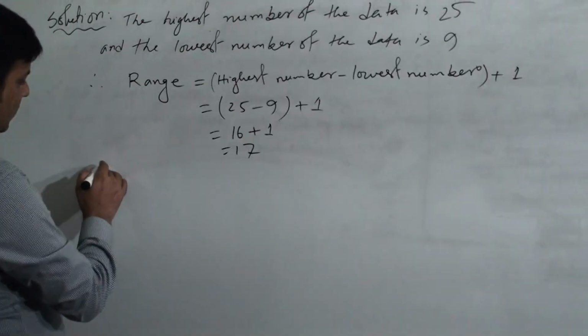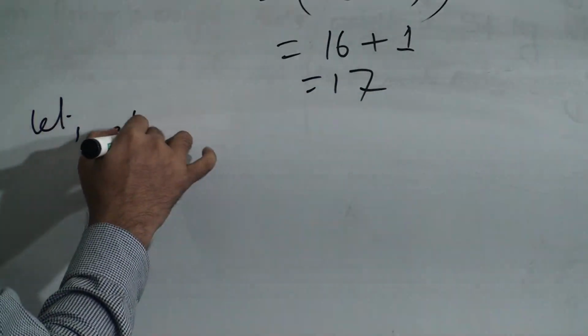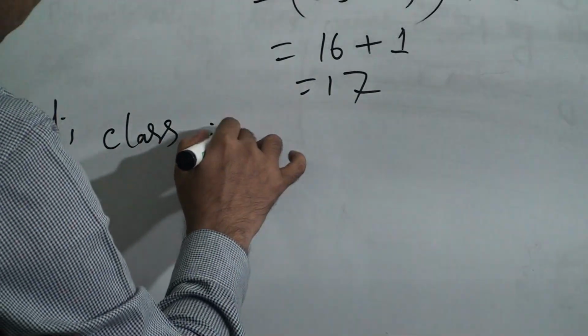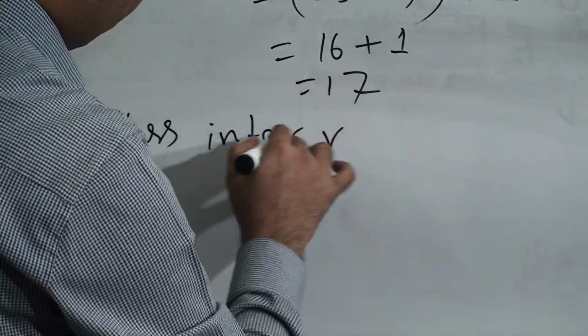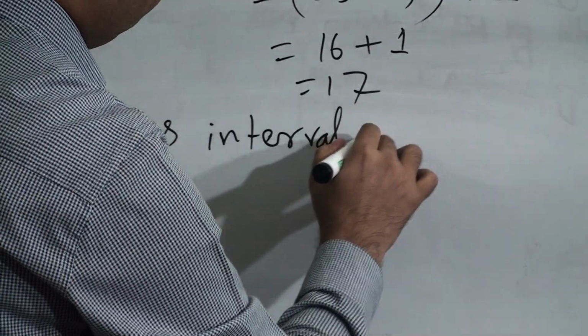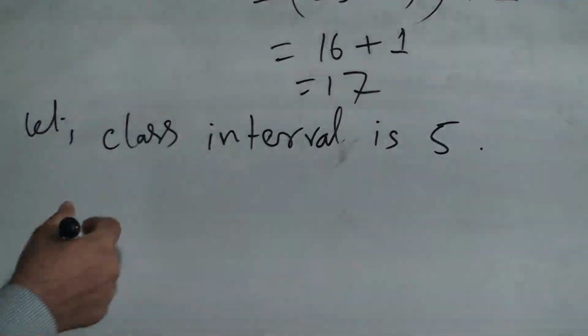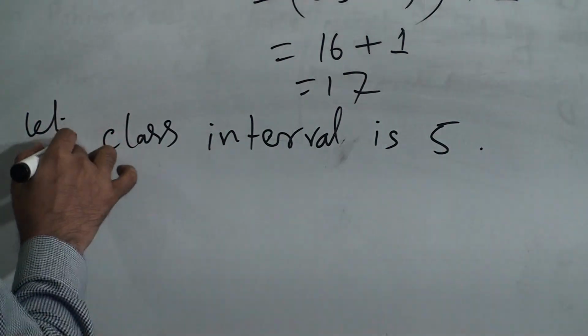So we can write, let class interval be 5. You can consider another class interval also, but I am taking 5 here.